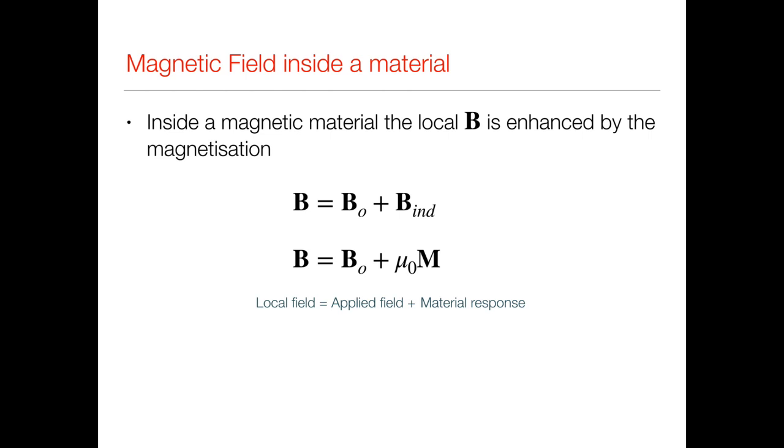So we can write this statement that I've just said: the actual field at any point inside a magnetic field is the applied field B naught plus the induced field. And we know from what we saw earlier that the induced field can be written in terms of the magnetization. So this is simply the local field is the externally applied field plus the response of the material.